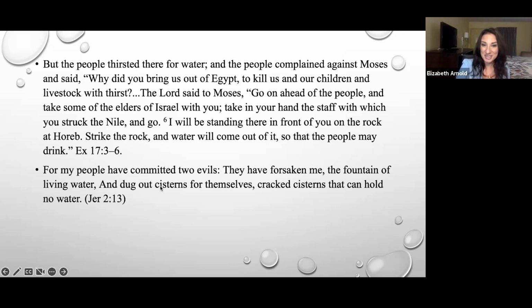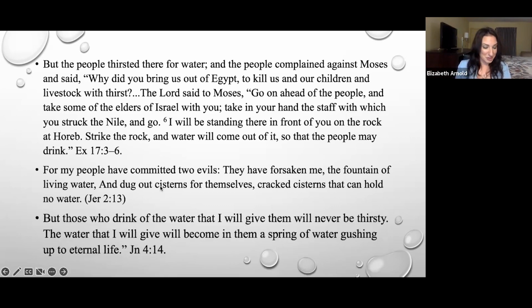And then, of course, we hear something very similar from Jesus when he meets the Samaritan woman in the Gospel of John. And he tells her, those who drink of the water that I will give them will never be thirsty. The water that I will give will become in them a spring of water gushing up to eternal life. And what I love about this is John is also the gospel where Jesus promises them the Holy Spirit that will come and be their comforter, be the one that will provide the presence to them.